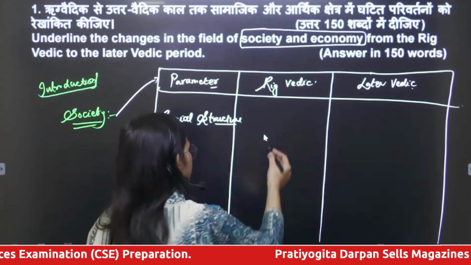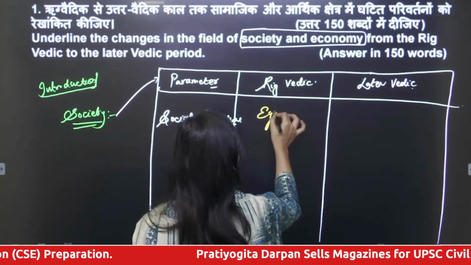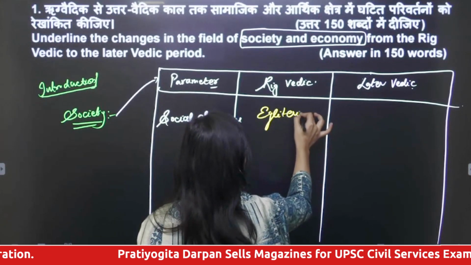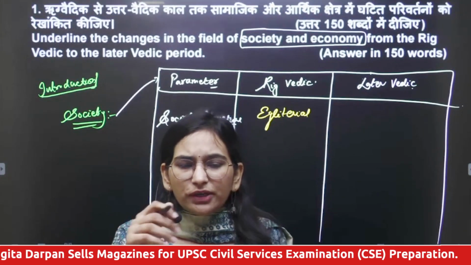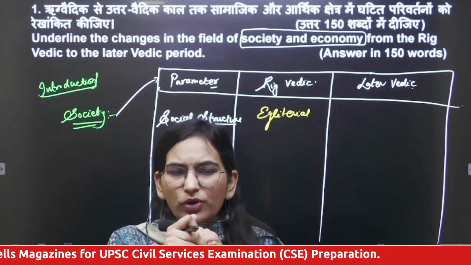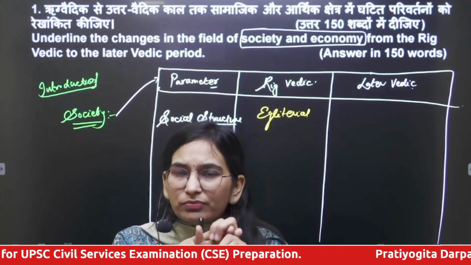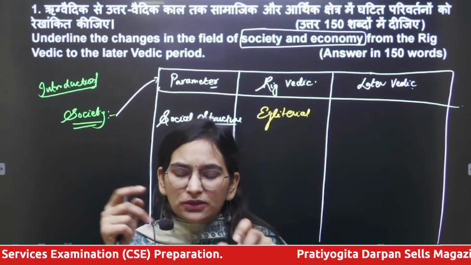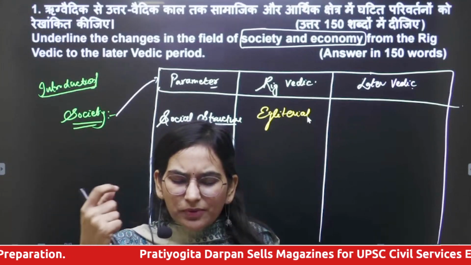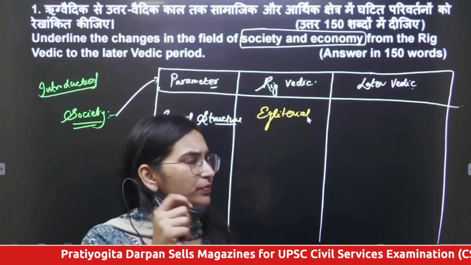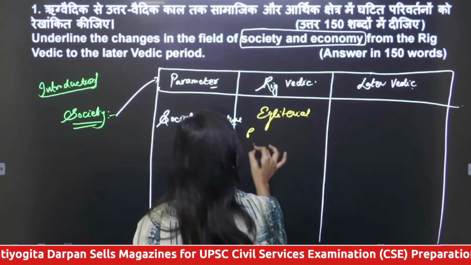Here you can say, in the social structure, the Varna system that we have now was there, but it was not a rigid Varna system. The Varna system was simple, the structure was simple, fluid, you can say a relatively fluid society.